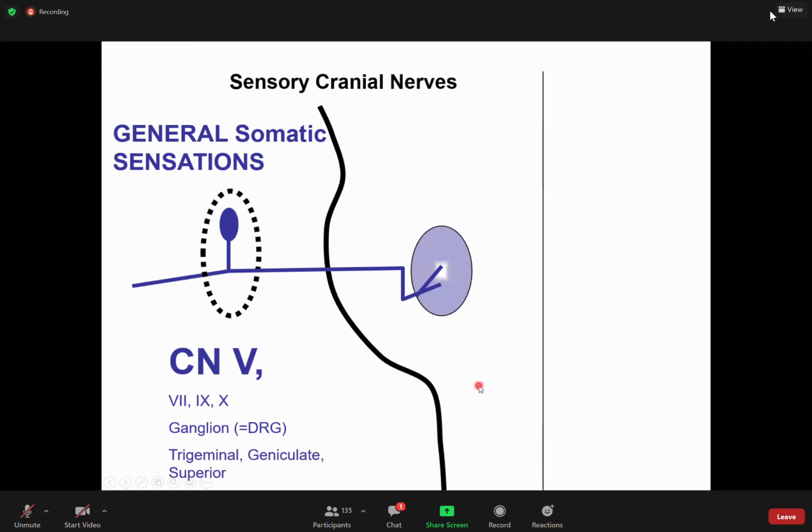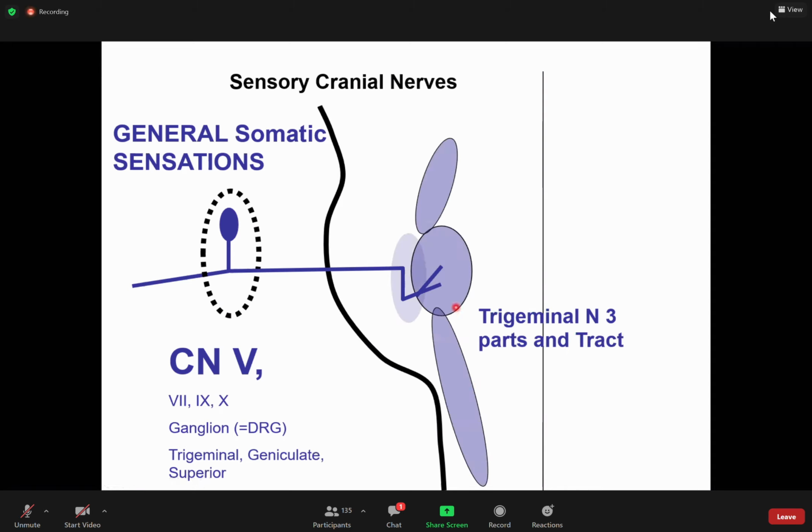The first one, which we have already talked about, is the spinal trigeminal nucleus, which receives the pain and temperature sensation. Then you have the principal sensory nucleus, which receives the two-point discrimination and vibration sensation. And the third one, which is present in the midbrain, is called the mesencephalic nucleus and receives the proprioceptive impulses from the muscles of mastication.